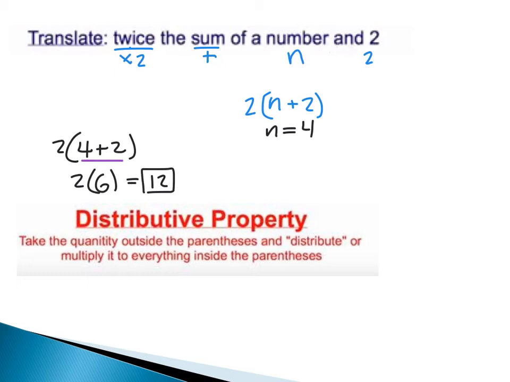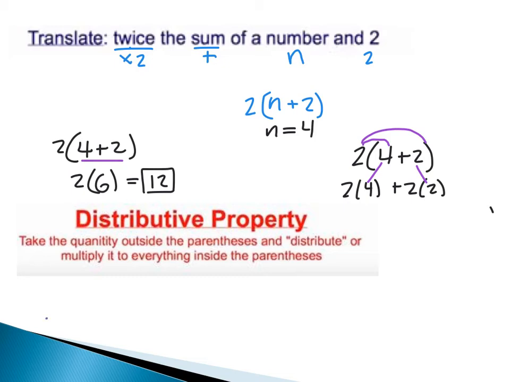Okay? Now, let's take a look at another way to do this. 2 times 4 plus 2. You've got to think of what's actually going on here. I'm taking 2 and multiplying it by 4 plus 2. This is the same thing as saying that I'm taking 2 and multiplying it by the 4 and multiplying it by the 2. So what I can do is take 2, multiply it by the 4, and also take this same 2 and multiply it by the 2.